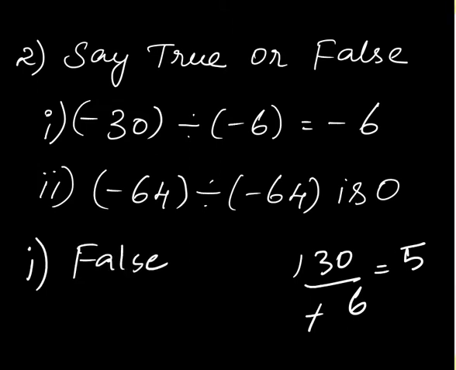Second question, minus 64 divided by minus 64 is 0. We already know that any number divided by the same number, the answer is 1. But here they have given 0. So the second statement is also false.